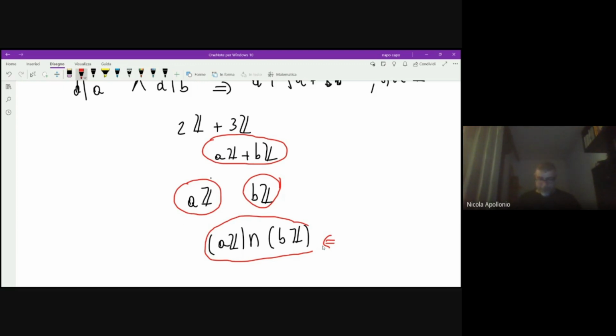So if M belongs to this set, it means that M is a multiple of A and M is a multiple of B at the same time. So it is a common multiple. Of course, every common multiple of A and B is a multiple of A. So this set AZ is at least as large as this set.